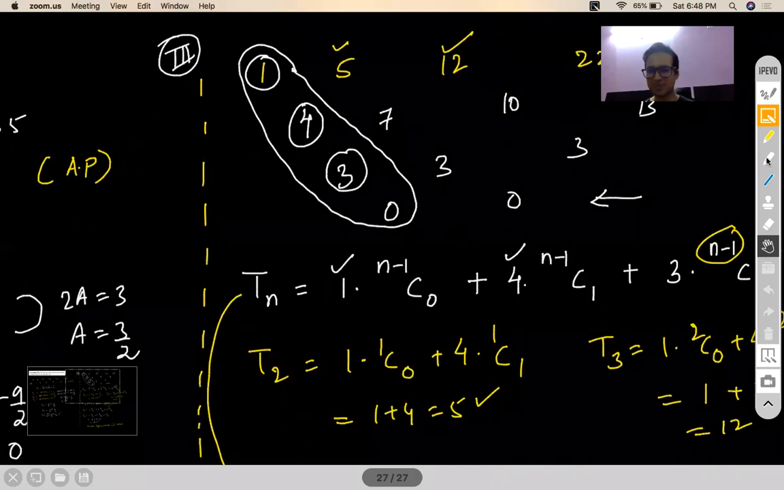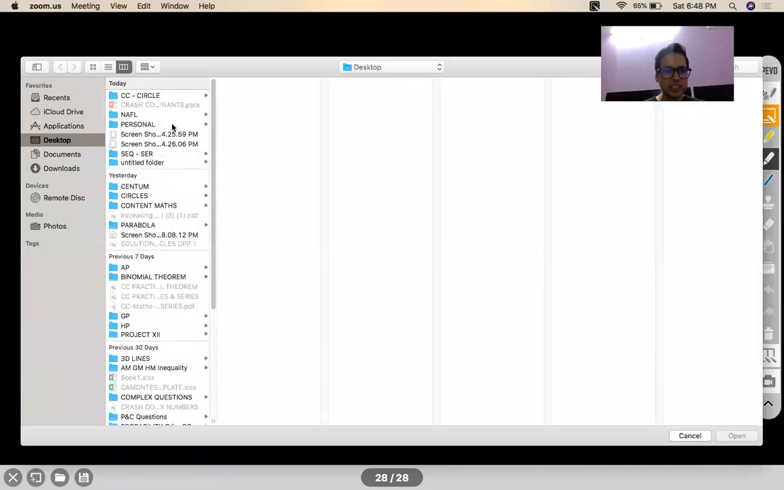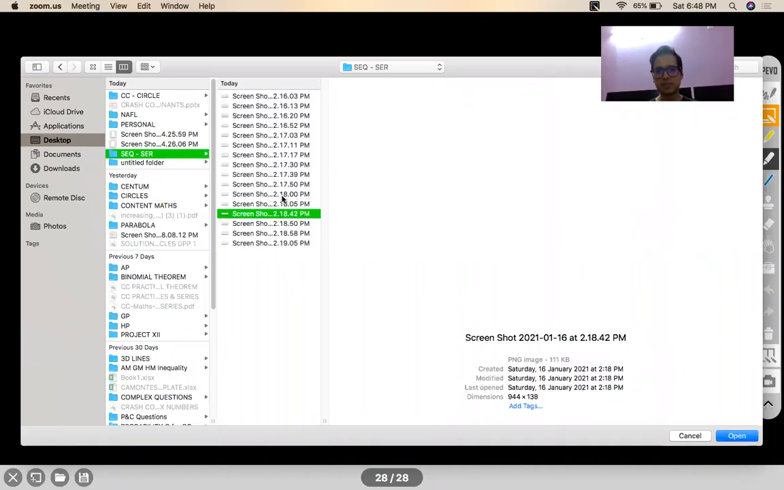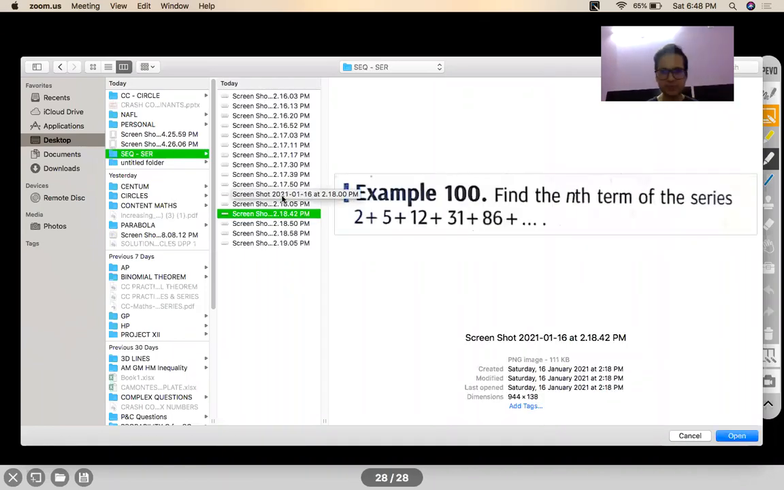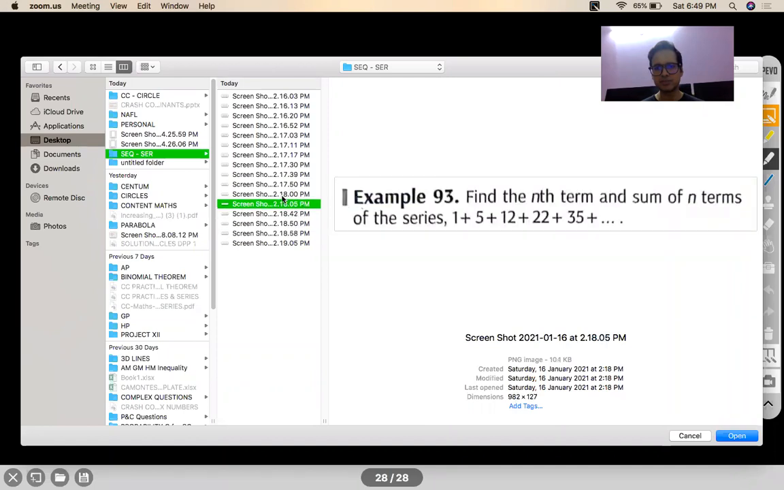Yeah, I know that Pranav, this will not be tested in your school exams. Okay. So let's take an example where the differences are in GP. So for that, let me pick up a question. Okay, let's have a question from my end.